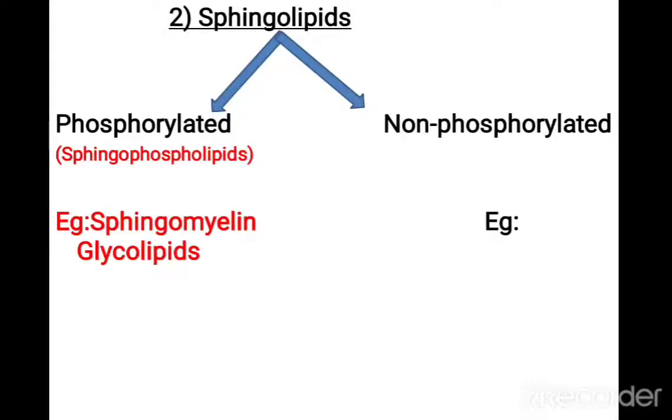And the sphingolipids are again subclassified into two. One is phosphorylated sphingolipids and the second group is non-phosphorylated sphingolipids. Phosphorylated sphingolipid is also known as sphingophospholipid. The example is sphingomyelin. And for non-phosphorylated sphingolipid, the example is glycolipid. So sphingomyelin is phosphorylated sphingolipid and glycolipid is non-phosphorylated sphingolipid.